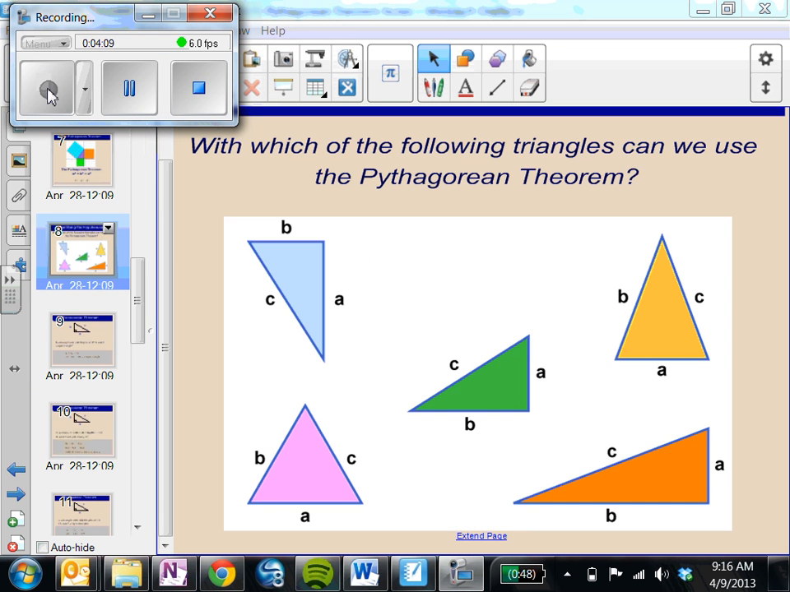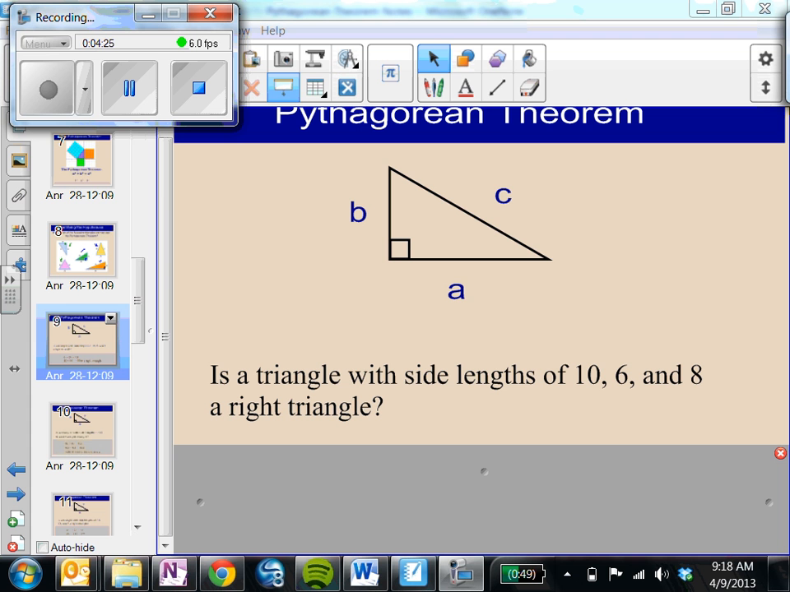Which of the following triangles could we use the Pythagorean theorem with? We can use it with any right triangle to solve for a missing side if we know two of the sides. Is this triangle a right triangle? All you have to do is square two of the sides and see if it equals the other side. But which side is c? How would you know which side is c?